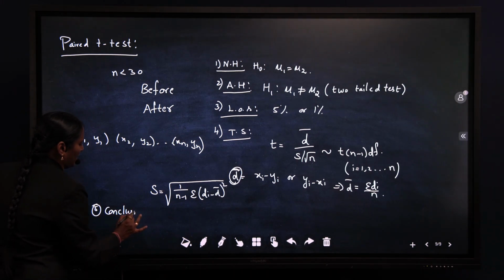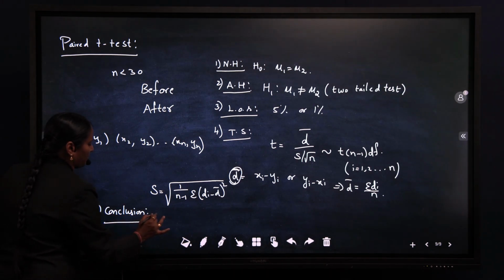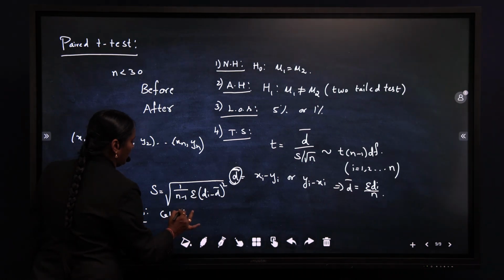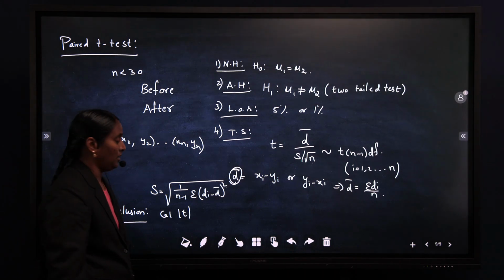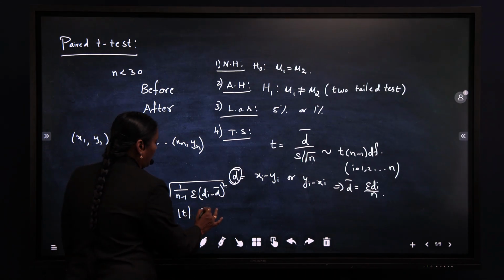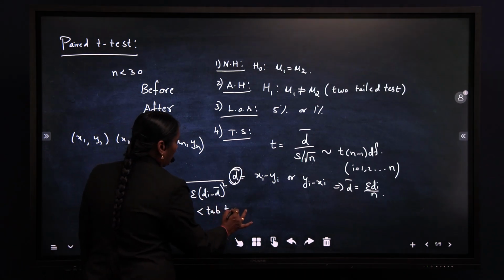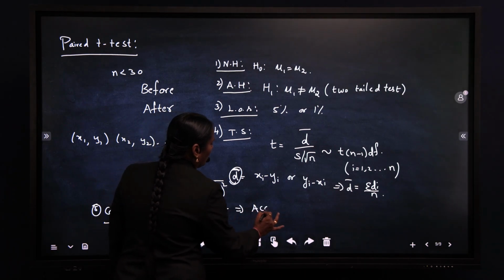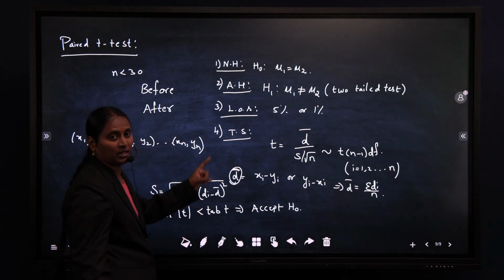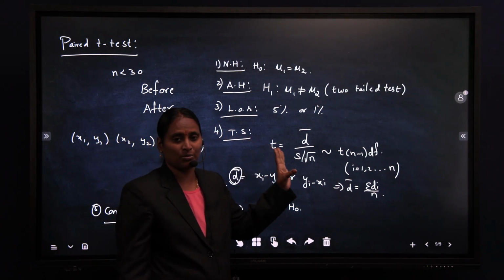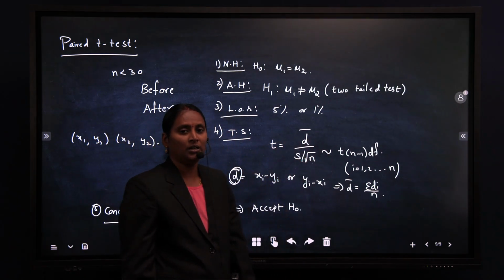So in the conclusion, if we get a negative value for the calculated t, we take the modulus value of t. If the calculated value of t is less than the tabulated value of t, we accept our H0. It means that there is no significant difference between the two types of experimentation, before and after.